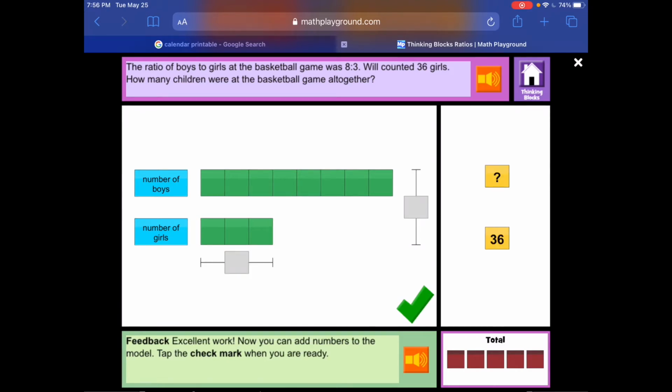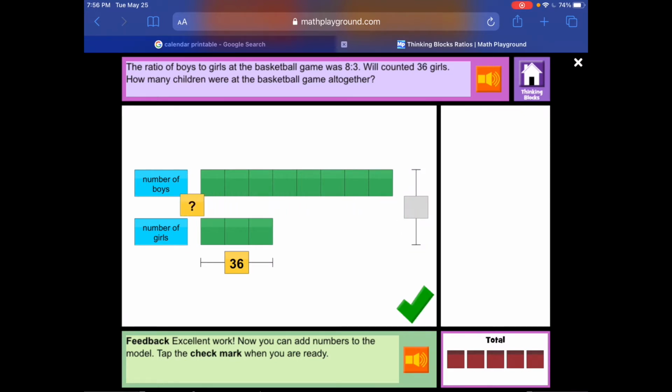Now I'm looking at the next sentence. Will counted 36 girls. So 36 has to go right here with girls. But you might also notice that there's another spot that's a little bit different. In our last lesson, the question mark would have gone with the top row. From beginning to end would have been that question mark. But now I notice that the question mark goes on the side, which is top to bottom. That means the top plus the bottom is the question mark.